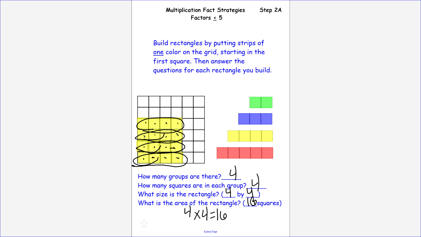I can see that in this problem, both of the factors are the same, so I know that changing the order of them won't make a different problem. 4 times 4 equals 16. Let's go ahead and look at just one more 4's fact.